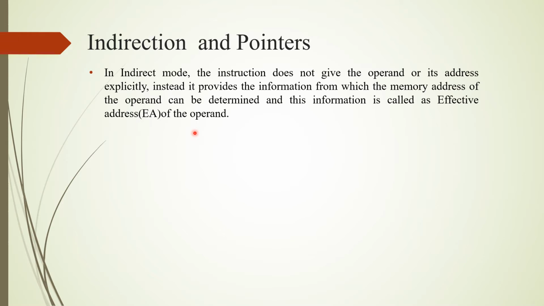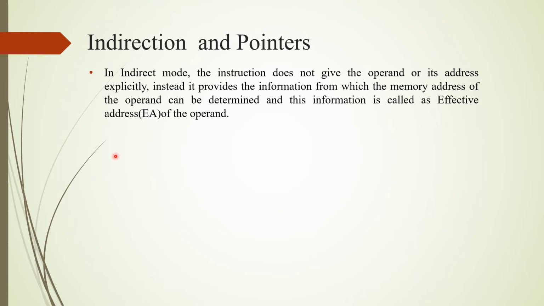So coming to the next type of addressing mode, that is the indirect addressing mode. Before going to that, just have a small piece of information about indirection and pointers. In indirect mode, the instruction does not give the operand or its address explicitly. Instead, it provides the information from which the memory address of the operand can be determined, and this information we call the effective address of the operand.